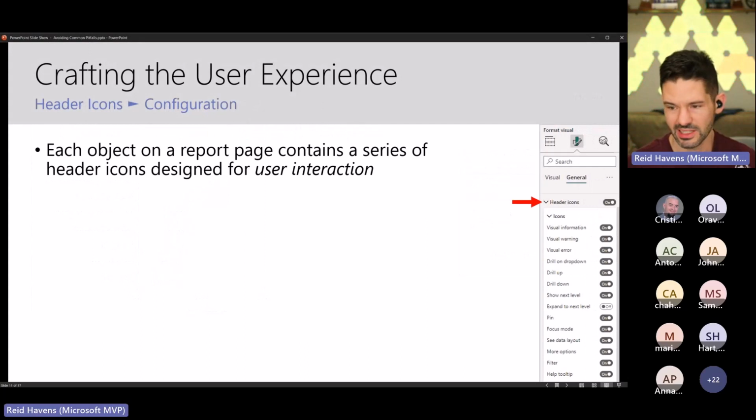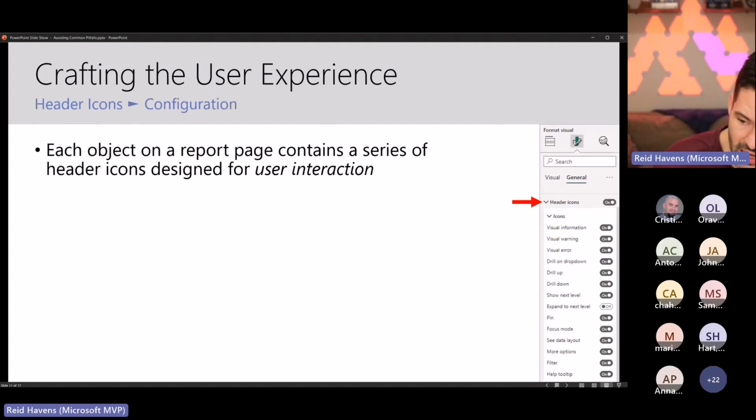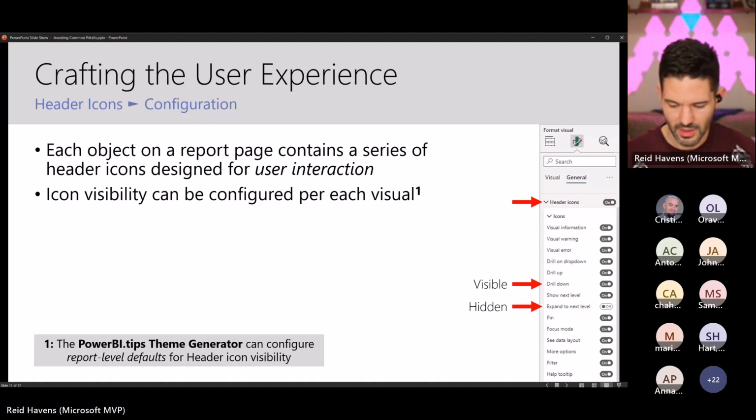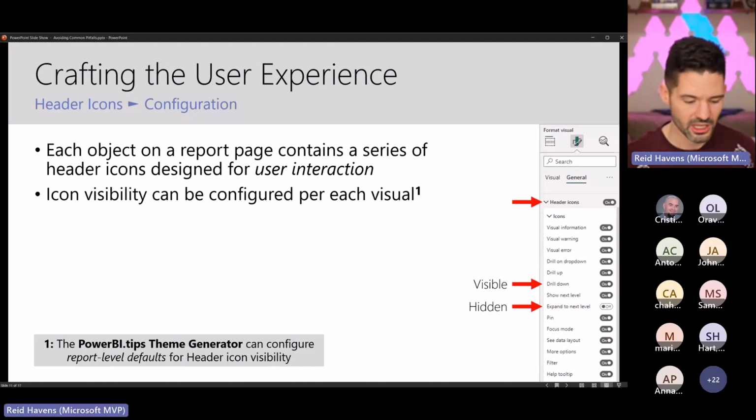And again, along those lines of the icons that can show up on a visual, we have all these header icons that are available per visual. And as you can see from this list, there's a lot of icons that can be included in visualizations. So depending on the visual you have, there are many different icons that can benefit from either being visible or hidden.